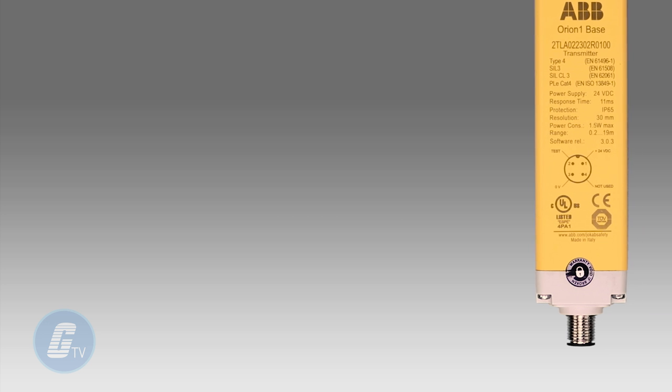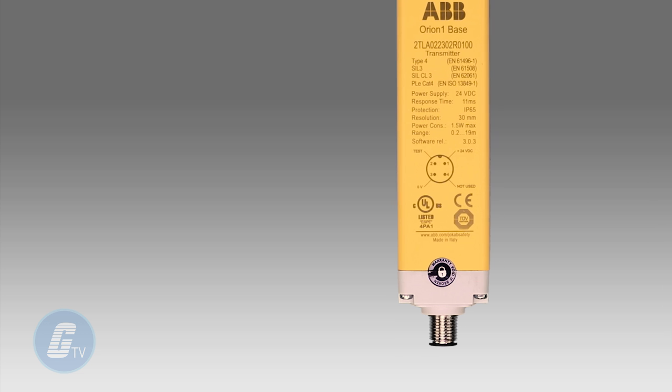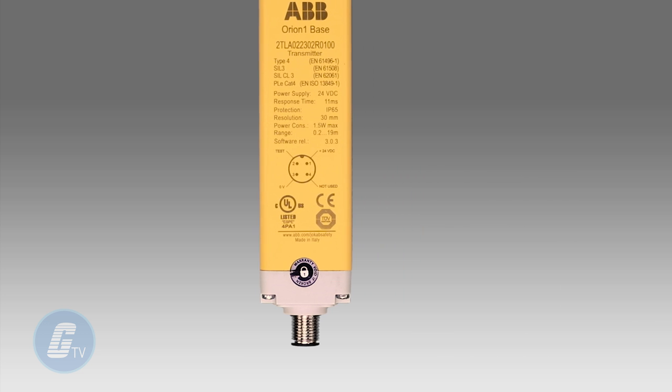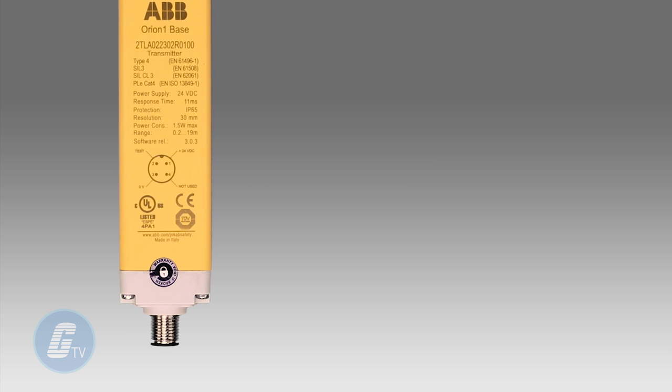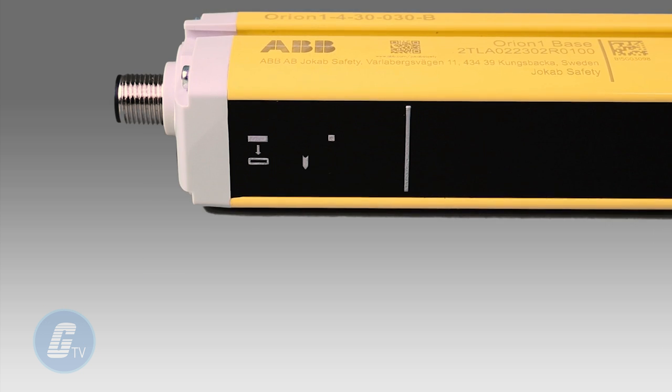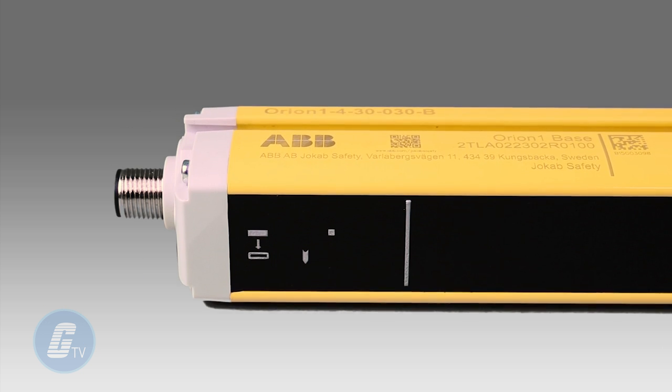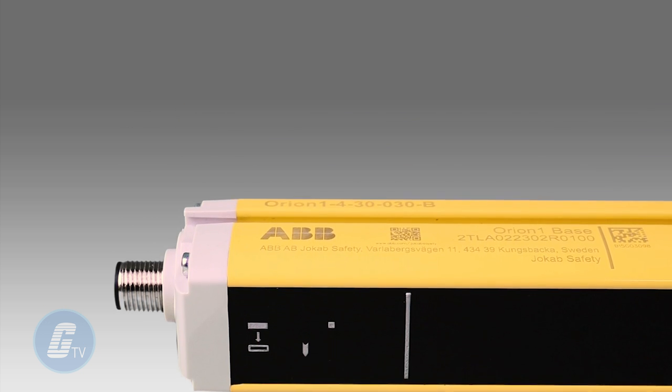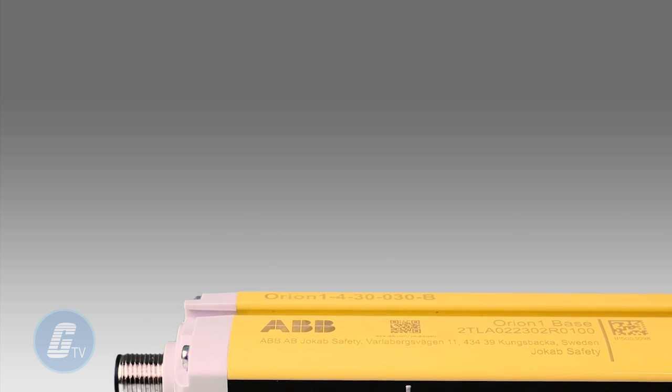A local reset button can be connected directly to the light curtain rather than the safety control module in an electrical cabinet. This saves safety relays and PLC inputs and also minimizes cabling to the electrical cabinet.